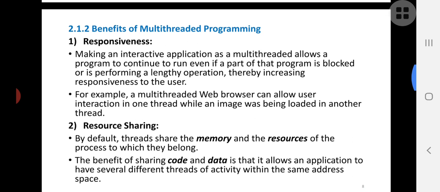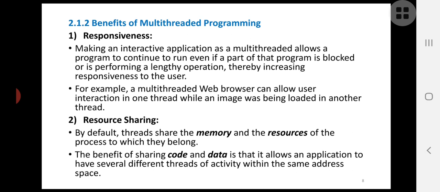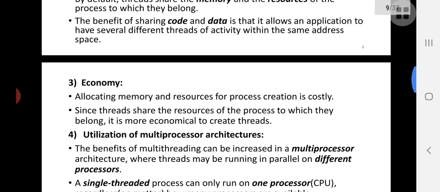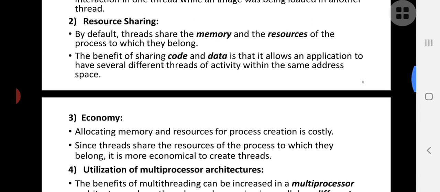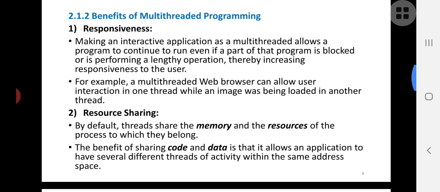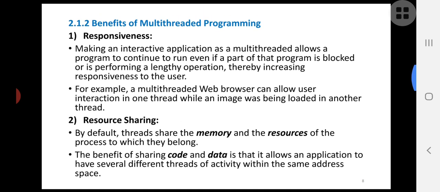And now we will see what are the benefits of this multi-threaded programming. There are four benefits: responsiveness, resource sharing, economy, and utilization of multiprocessor architectures. We will see the first benefit of multi-threaded programming, that is responsiveness.